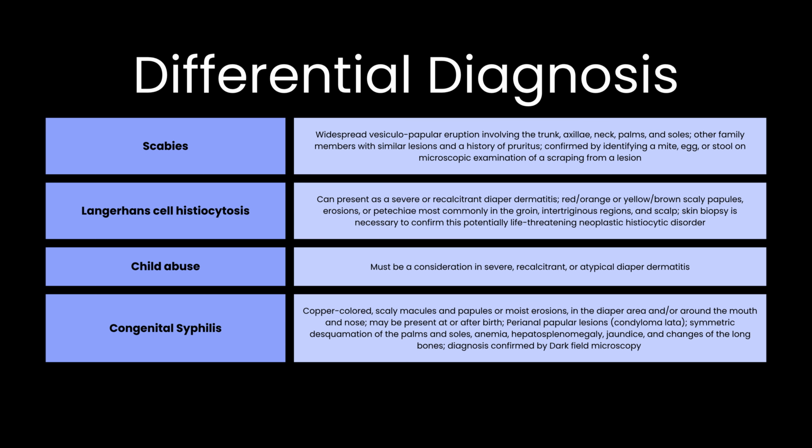Child abuse is an important consideration in severe, recalcitrant, or atypical diaper dermatitis. A severe diaper dermatitis that appears resistant to treatment may be the result of neglect by the parent or caregiver. The diaper area is also a possible site for scalds, burns, and bruises in abused children.